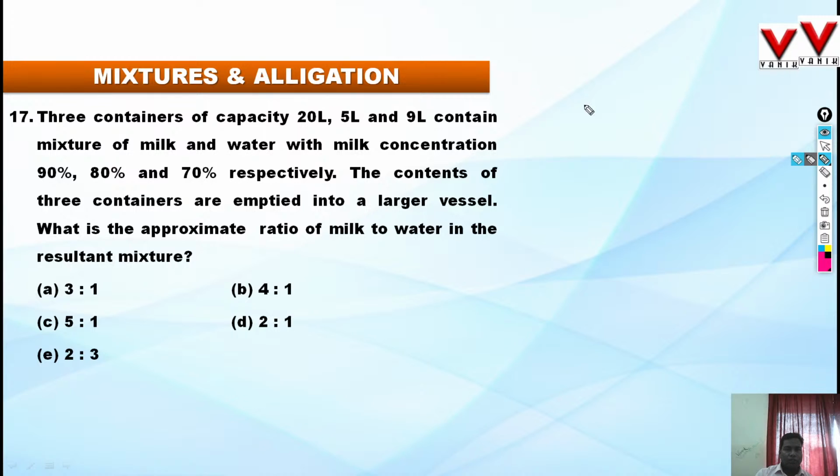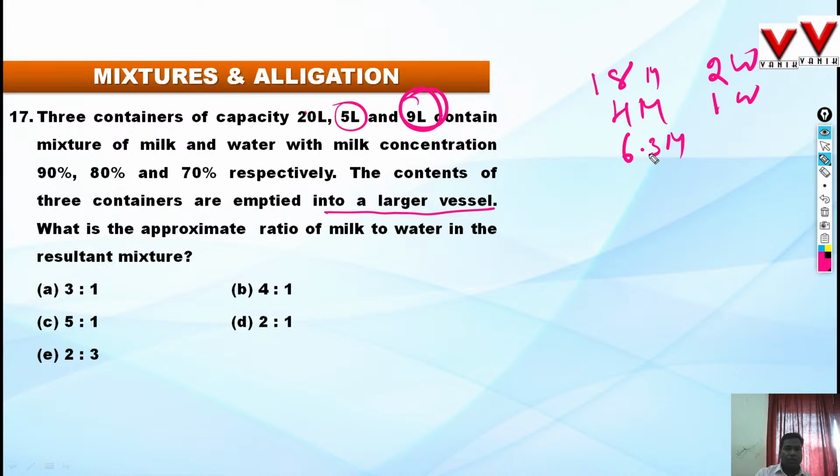In 20 liters, 90% is 18 liter milk and 2 liter water. Then 5 liter, it's 80%, 4 liter milk and 1 liter water. Okay. Then 9 liter 70%, 9 times 7 is 63, 6.3 liter milk. Then 9 times 3 is 2.7 liter water.